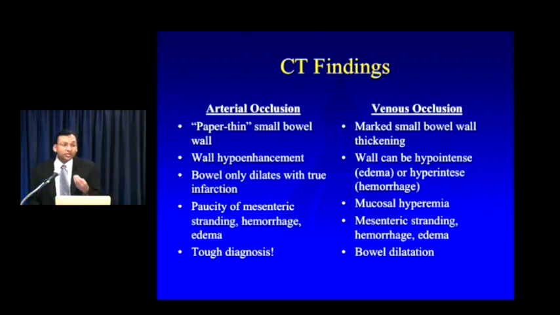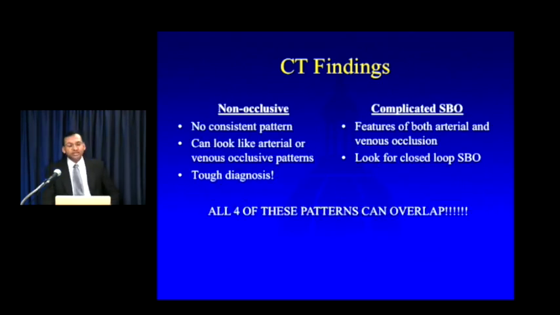And this is one of the reasons why that dual phase technique, using arterial and venous phase imaging, can be quite helpful, because I've found that identifying that bowel wall hypoenhancement is usually easier on the arterial phase. Venous occlusion tends to be much easier to diagnose, right? You see the SMV clot, and you see dramatically thickened, hyperemic, inflamed bowel, usually with lots of mesenteric edema, hemorrhage, and stranding. Now, non-occlusive mesenteric ischemia does not have a consistent pattern. It can look either like an arterial or a venous occlusion.